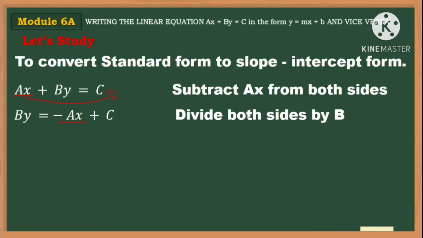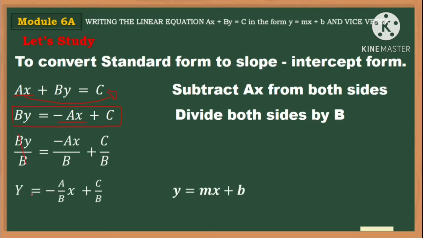Then next, we're going to divide both sides by b. So here, we're going to divide the whole equation by b. Simplify this, so this is 1. So remaining is y is equal to negative a over b x plus c over b, which is already in the slope-intercept form, y is equal to mx plus b. So notice m is negative a over b and b is c over b.